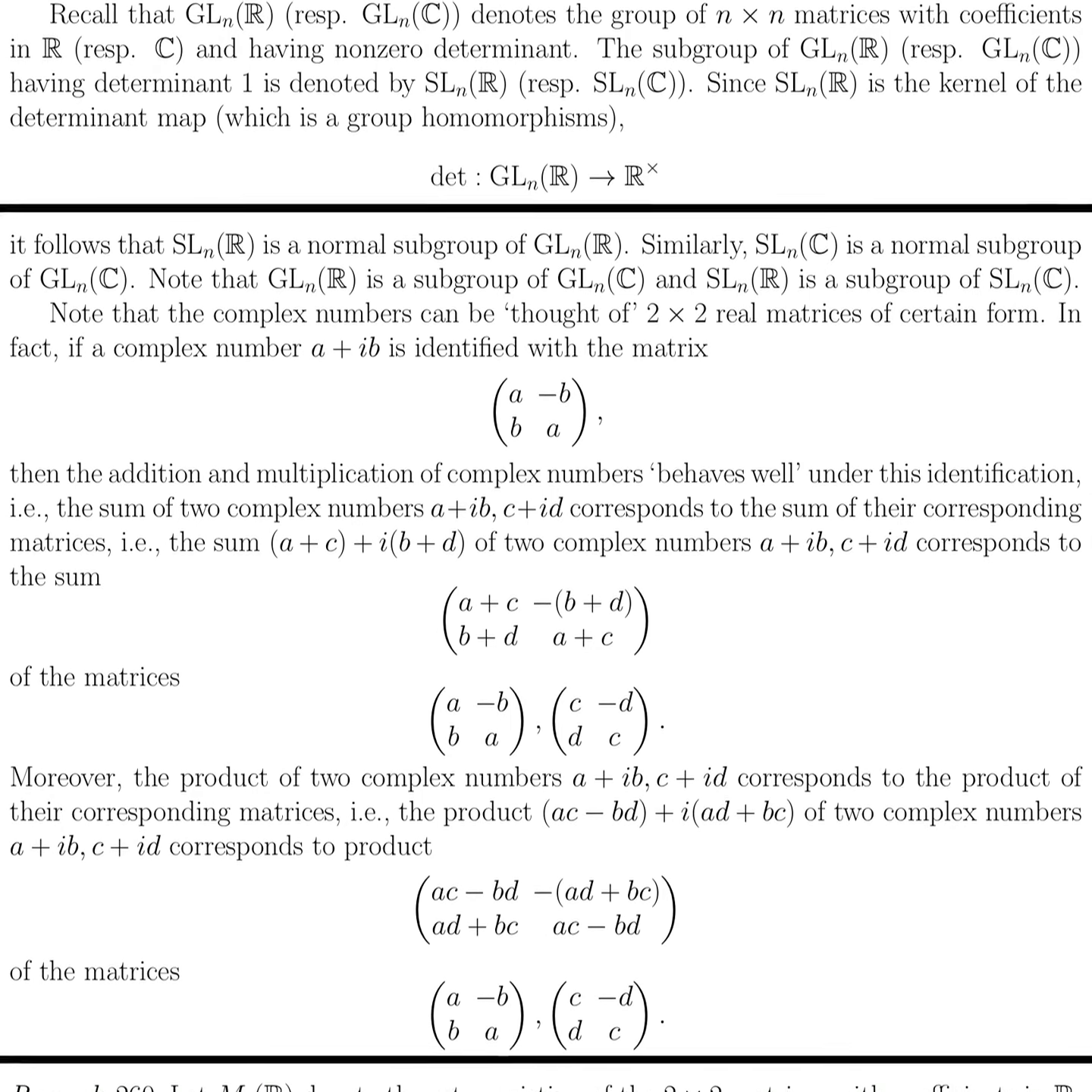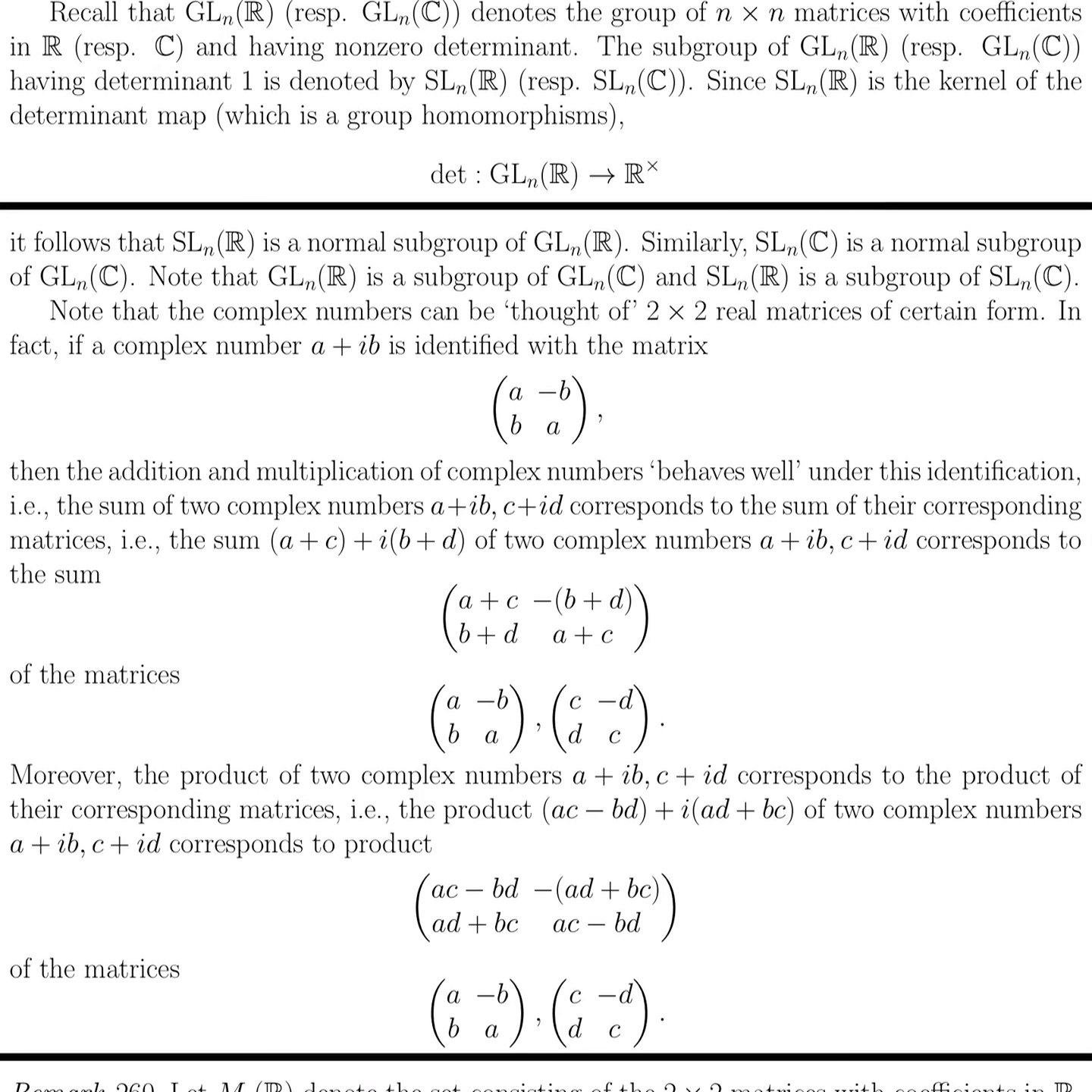So here is an interesting observation: sometimes complex numbers can be thought of as 2 by 2 real matrices. How? If you take a complex number a plus ib, think of it in this form, the 2 by 2 matrix with rows (a, -b) and (b, a). This is a nice identification, because the addition and multiplication laws of complex numbers behave well under it.